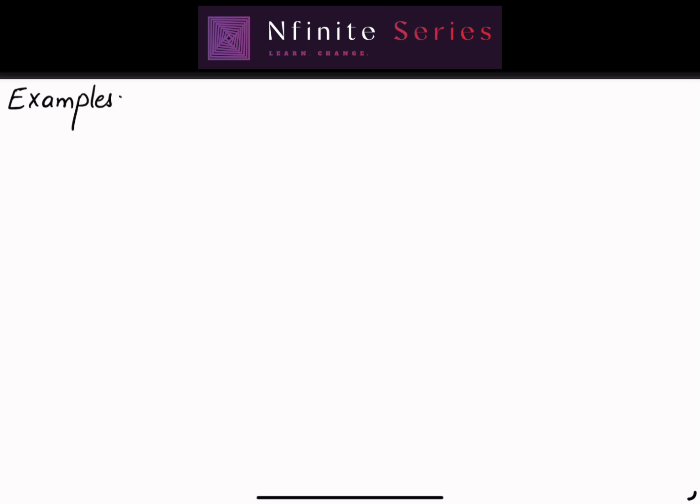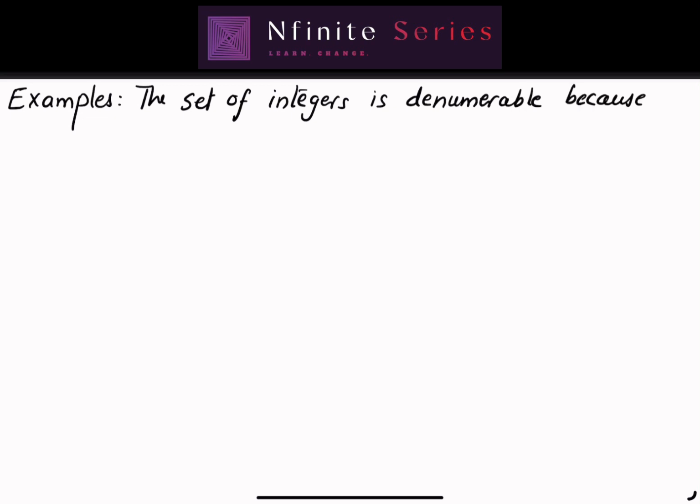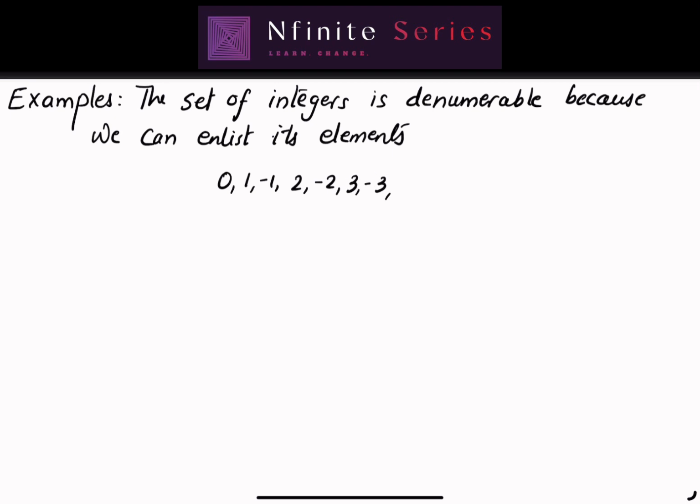Here is the first example of a denumerable set. The set of integers is denumerable because we can enlist its elements as follows: 0, 1, -1, 2, -2, 3, -3, and so on.